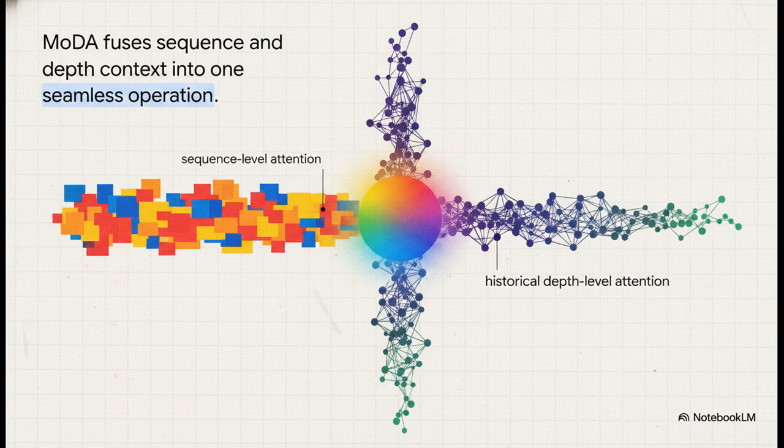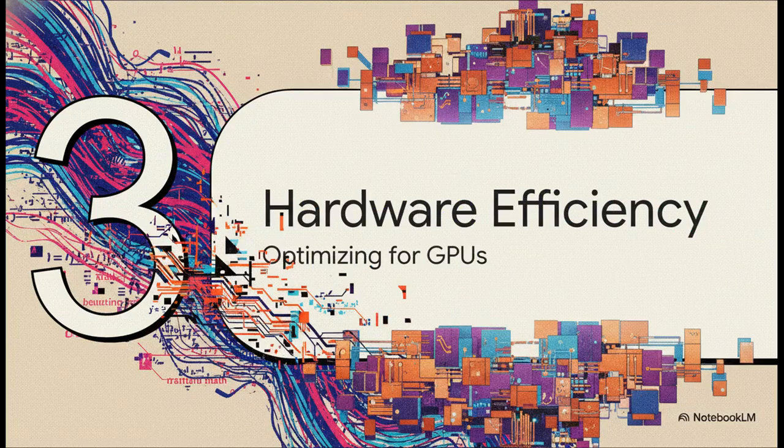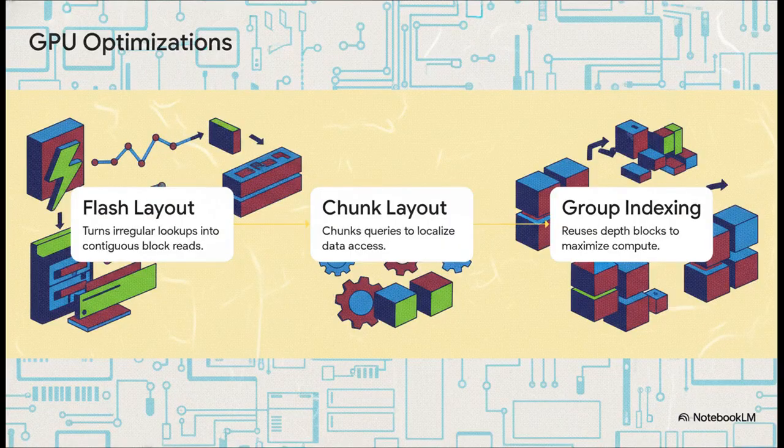So the model is simultaneously weighing the importance of the surrounding sequence context and its own internal historical context. Absolutely crucial. Moving right along to Section 3, making it hardware efficient. You can have the most elegant, beautiful math in the world, but if it requires messy, non-contiguous memory access patterns, it's going to run terribly on a modern GPU.